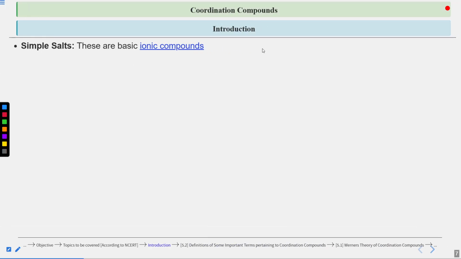Let's begin with the introduction. What are simple salts? These are basic ionic compounds, having ionic bonding in them. They fully dissociate into the individual cations and anions when they dissolve in water. So simple salts are ionic compounds, and when dissolved in water, they fully dissociate into the individual cations and anions they are made up of.